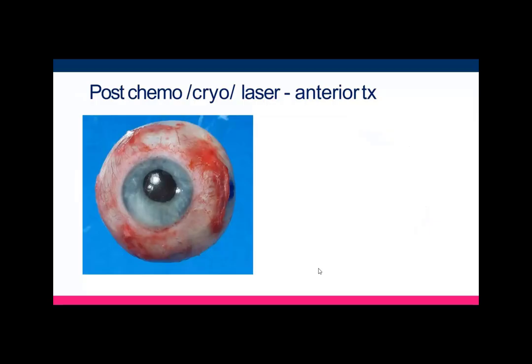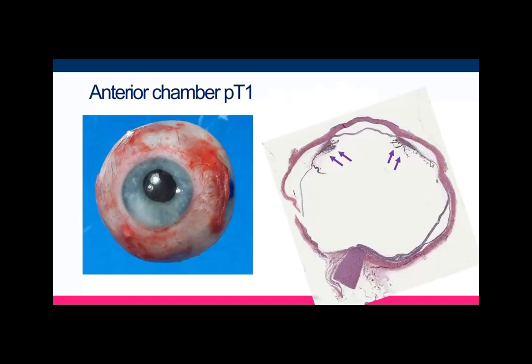This globe was post-chemo, cryo and laser and recurred in the anterior chamber. You can see it here. There was also retinoblastoma hiding in the ciliary processes. It was very small in size, so stage PT1 because there was no choroidal or optic nerve invasion, but the poor prognostic factor is the anterior segment invasion.